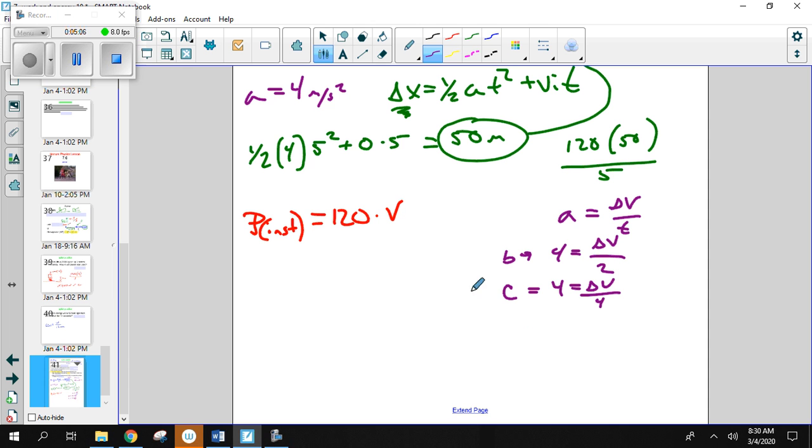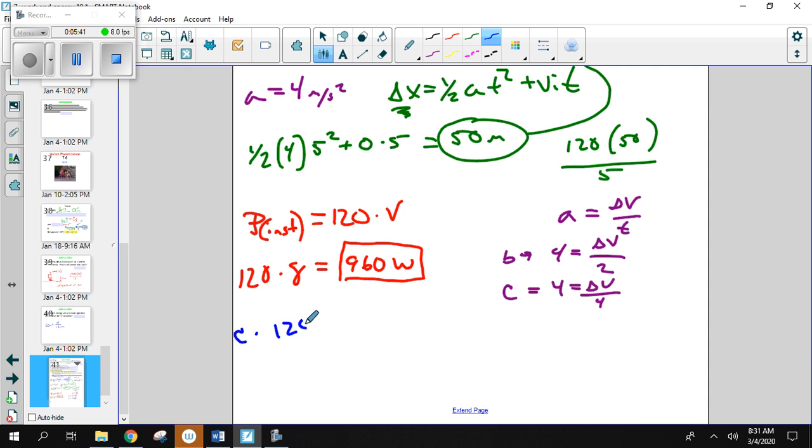Okay, so for part B, we'll do that, keep that in red. We have 120 times our velocity. Well, 2 times 4 is 8. So for part B, we get 960 watts. But that's not 1200! Right, so this is instantaneous power. So at 2 seconds, we only made this amount of power.